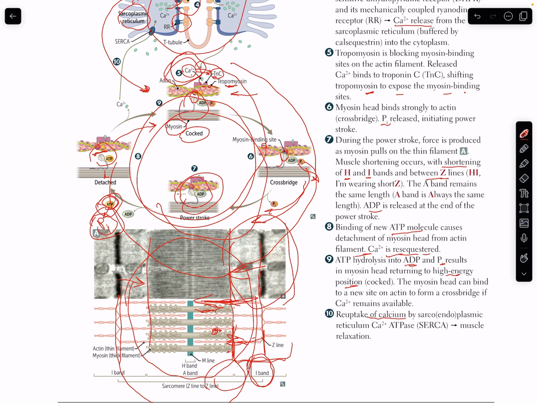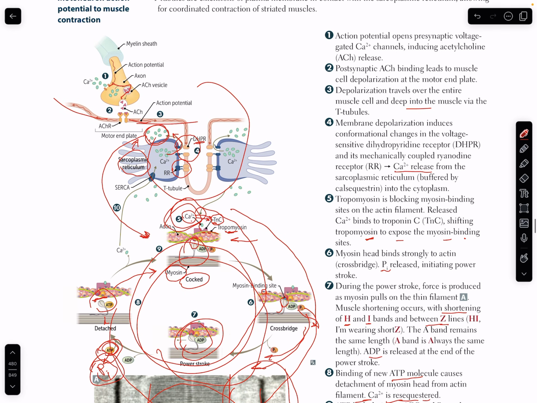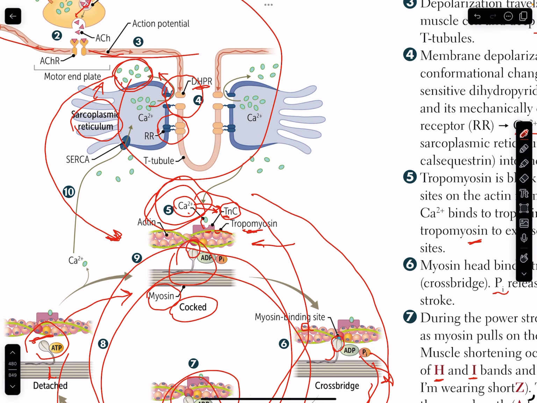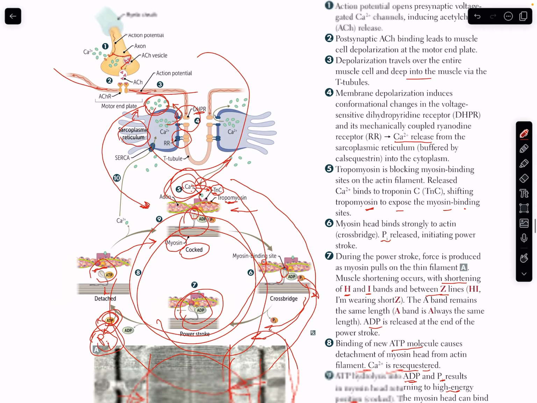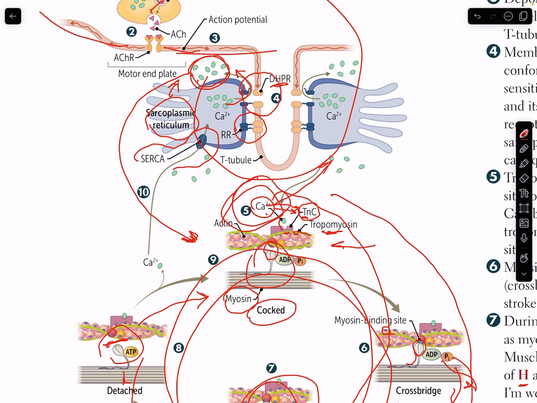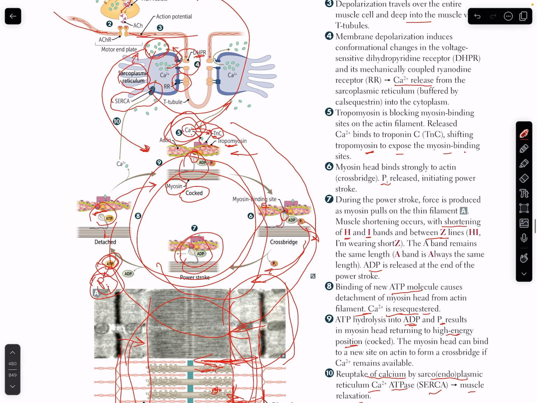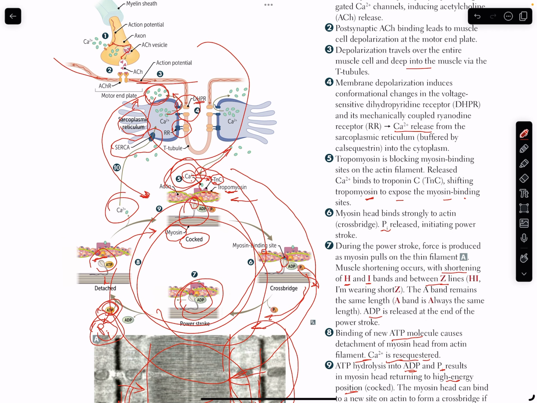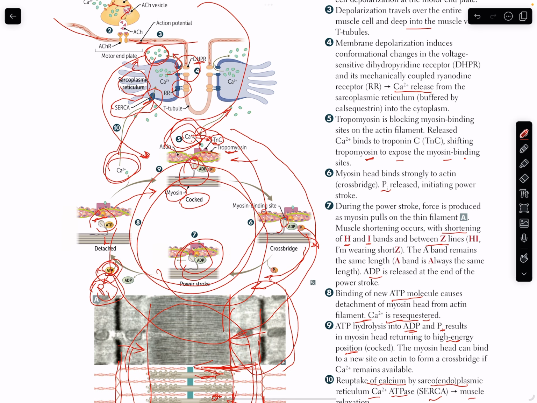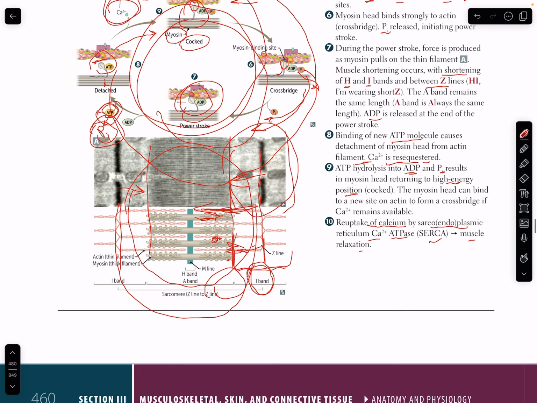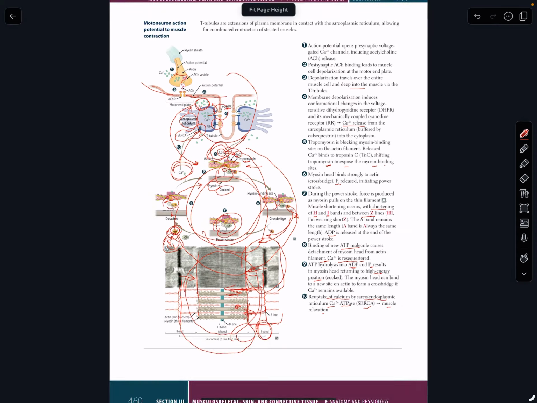The uptake of calcium by the sarcoendoplasmic reticulum calcium ATPase, SERCA, must lead to muscle relaxation. In order to stop this cycle from going, you have to reuptake the calcium. How? By SERCA, the sarcoendoplasmic reticulum calcium ATPase. SERCA will take the calcium from the cytoplasm back into the sarcoplasmic reticulum, which will lead to muscle relaxation. This is so easy.